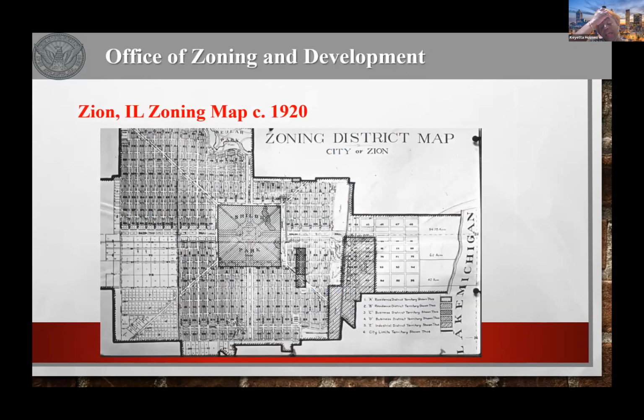And what that created was this zoning map that you see here from Zion, Illinois in 1920. It separates uses. You can see in the legend, there's a place for residential, there's a place for business, there's a place for industrial, and that is pretty much how zoning evolved for a number of years until we got to a place where we started thinking, well, maybe everything doesn't need to be separated. There can be some uses that are together.